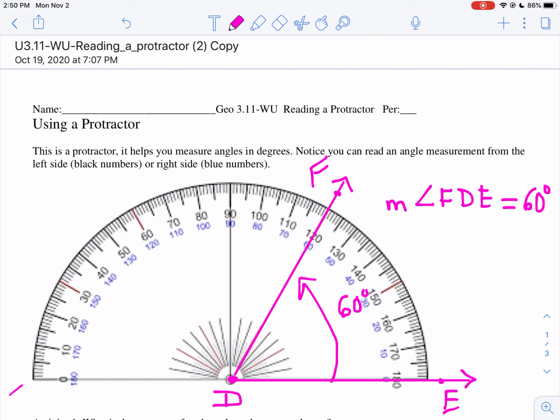Okay, but before we go there, let me just quickly remind you that this protractor, you can read it from east, or you can read it from west. If you read from west, you'll be looking at the black number. If you read from east, you'll be looking at the blue number. So that's very important, and always make sure that the fixed point is right smack on top of that dot right there, and that one of the sides is always lined up with your protractor. Okay, let's go to the actual homework.